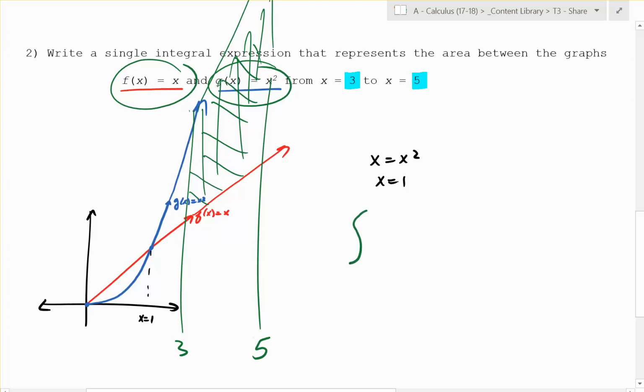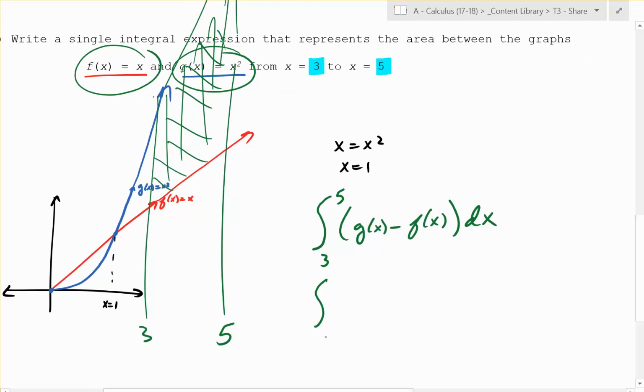So what's that going to be? It's going to be the integral from 3 to 5 of the upper function, g of x, minus the lower function, which is f of x, dx. And we can plug in the functions now. You have the integral from 3 to 5 of x squared minus x dx. And all we've done is write a single integral, and that's what it wants us to do.